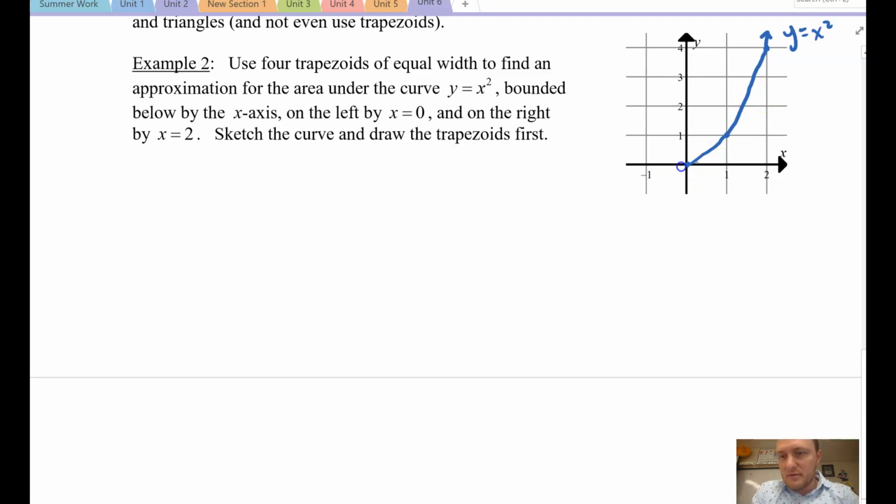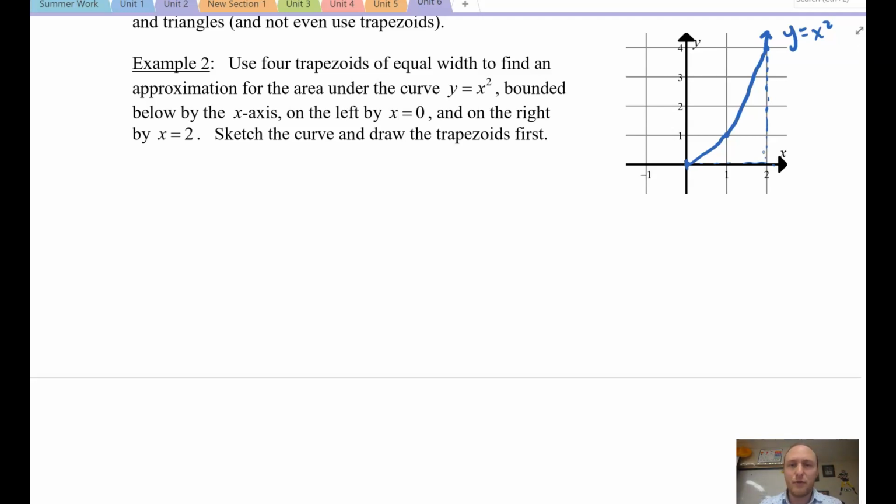Okay, so they want here, and on the left by x equals 0. Okay, so from 0 to on the right by x equals 2. So this bound, okay? And they want us to sketch the curve and draw the trapezoids first.